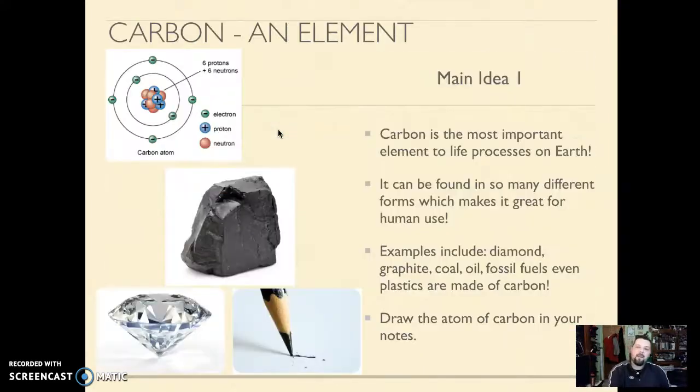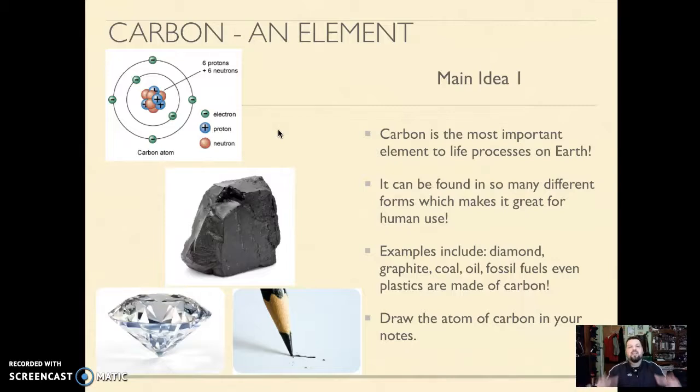So let's go on. Carbon is so important to the processes of life, including photosynthesis and the carbon cycle and the nitrogen cycle, even water. It is found in so many different forms. We have diamonds and graphite, which we find in pencils, and coal and fossil fuels and oils, even plastics that you find in Walmart and use every day. Those are all made of carbon, right?